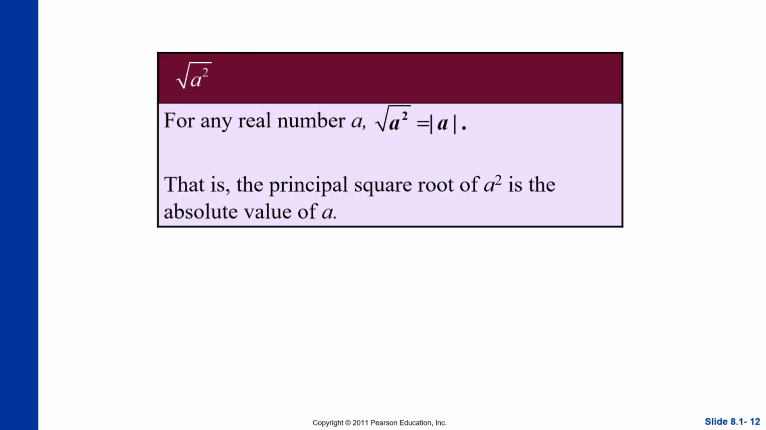Okay, so we have a rule here. The square root of a squared, for any number a, is equal to the absolute value of a. All right, that's called the principal square root. So it's going to be the absolute value of whatever's under the radical sign.